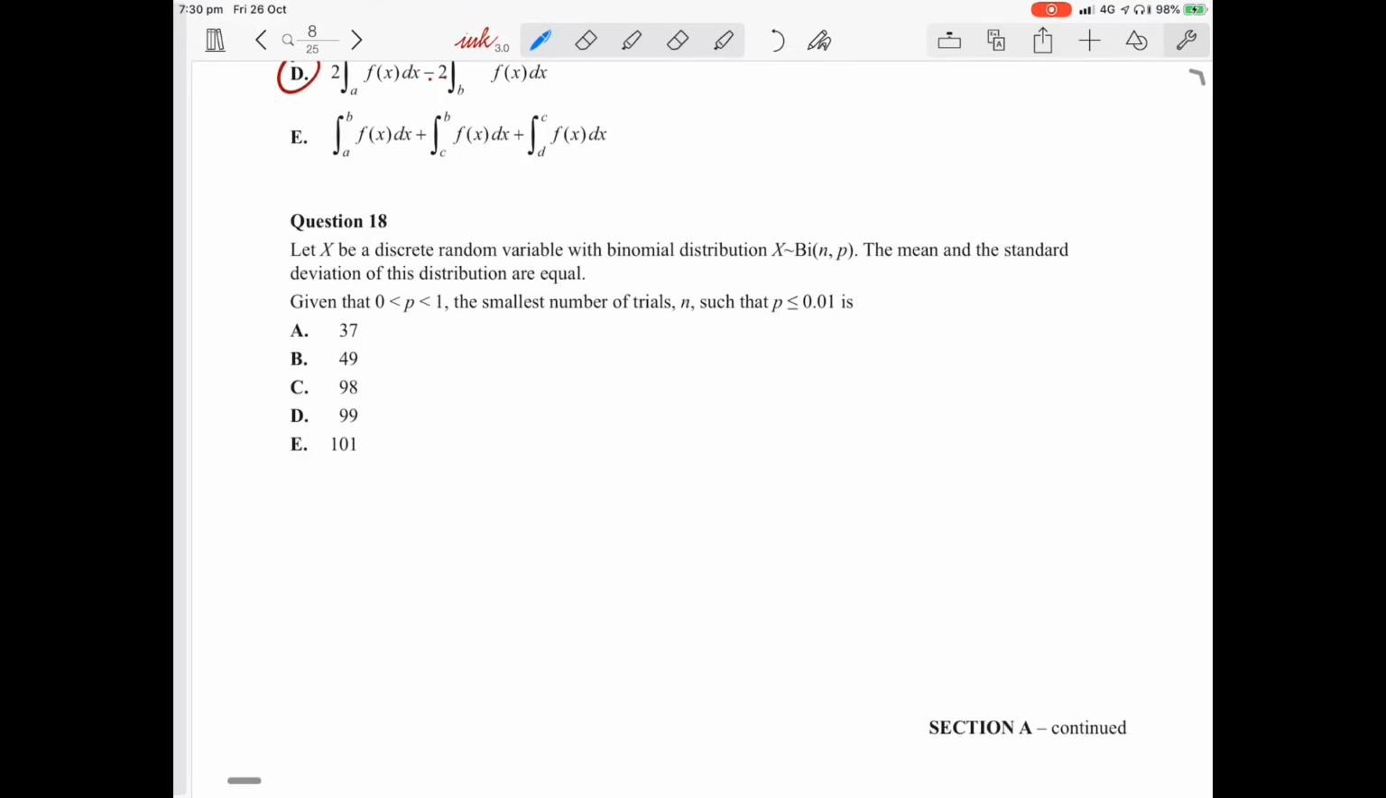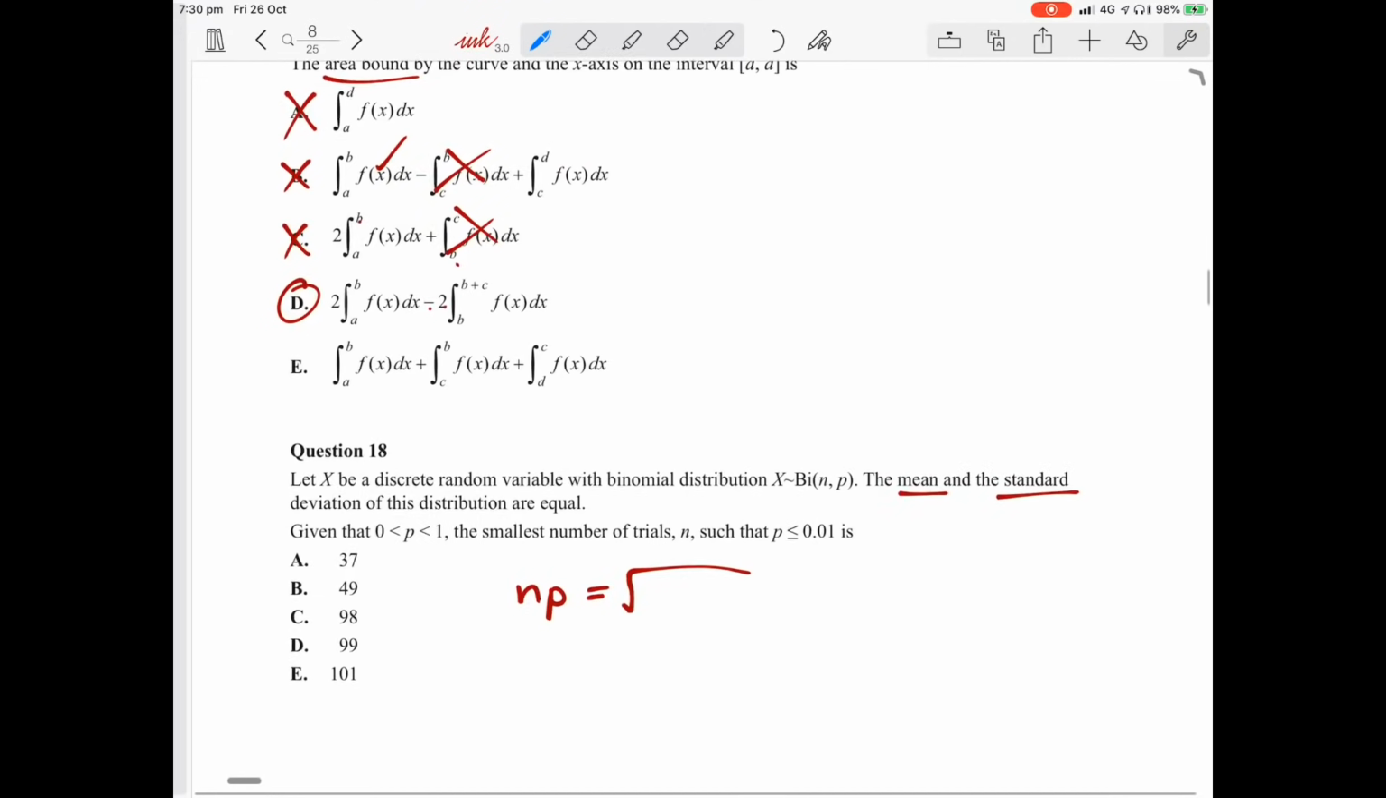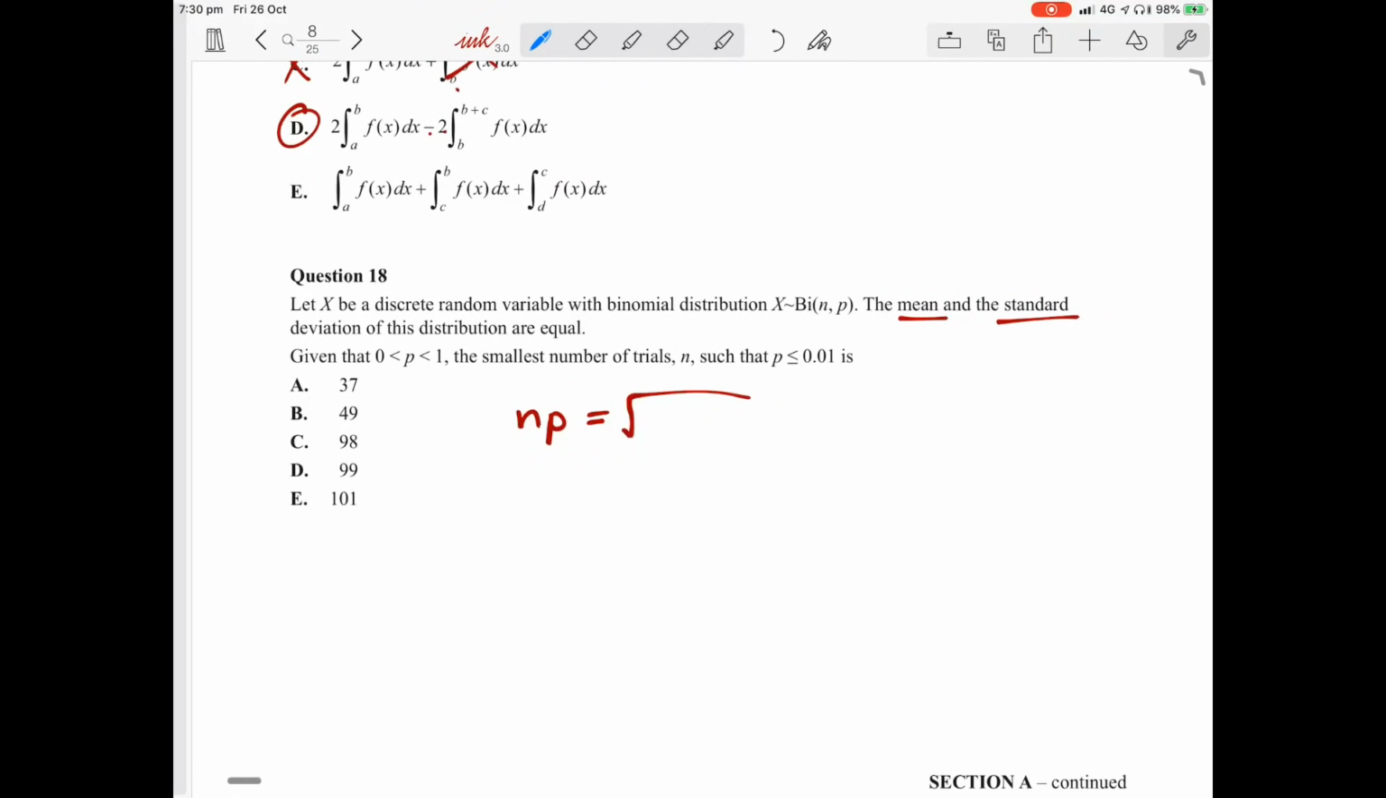Okay, 18. Let X be a discrete random variable with X as np. The mean and standard deviation of this distribution are equal. So np, that's the mean. The standard deviation is the square root of np(1 minus p).